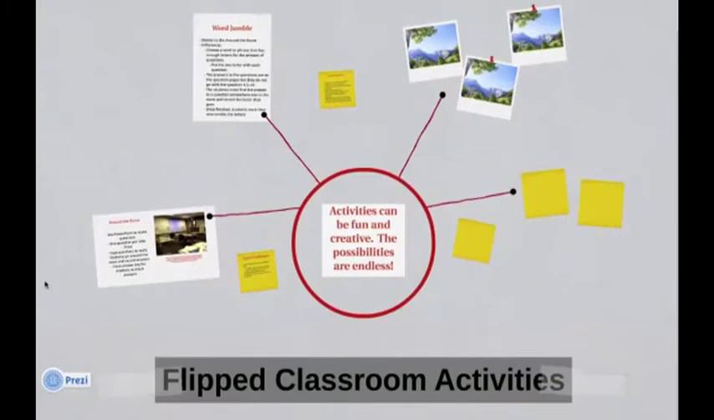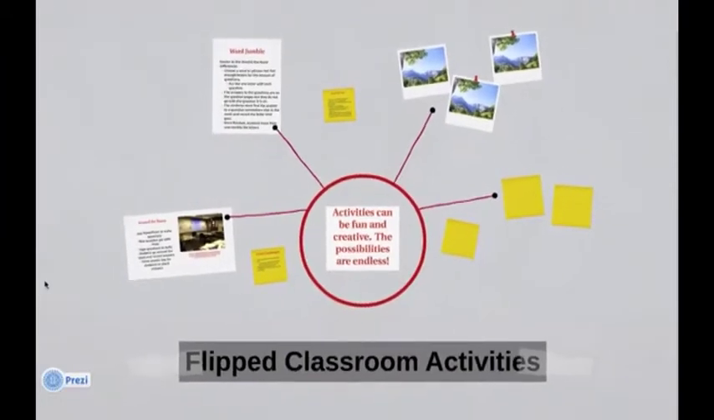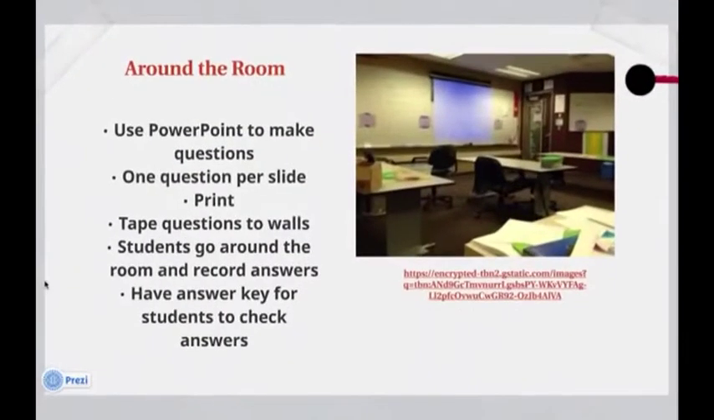This is flipped classroom activities. Today I'm talking to you guys about a few examples that we like to use in our flipped classrooms that you guys can possibly use as well. One of the first ones we like to use is an around the room. An around the room is simply where you take questions and create them on PowerPoint. You do one question per slide, print out all your slides, and tape the questions up on the wall around the room. This is really great because this gets students up and moving out of their seat.